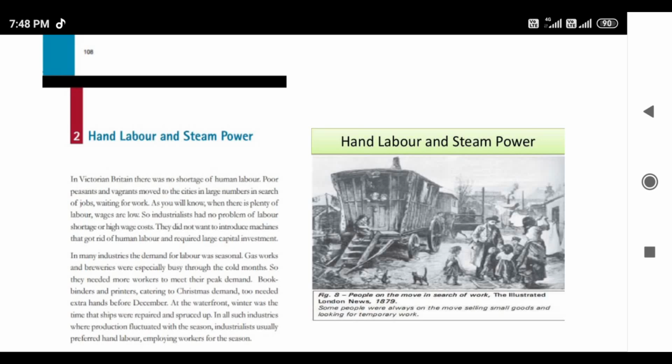Right? And machines produce uniform products only, that is of same design, same color and same size. Intricate designs were fulfilled only by human skills. Keeping all these features in mind, some industrialists of 19th century Europe preferred hand labor over machines.